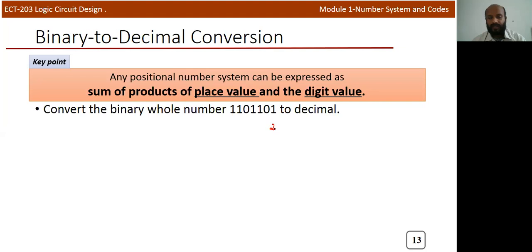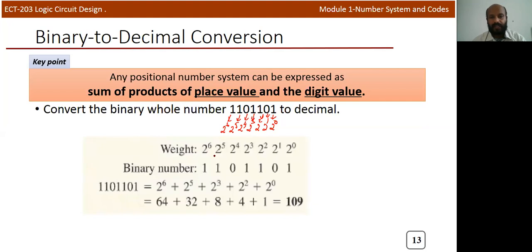It's in binary, so you need to multiply 1 with 2 raised to 0. Here it is 2 raised to 1. This is 2 squared, and this is 2 cubed, and 2 raised to 4, 2 raised to 5, and 2 raised to 6. And we need to multiply this value with the weights. So if you write like that, you can show the result.